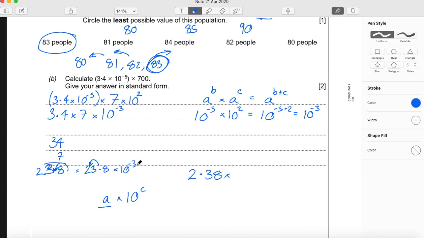But what does that mean that we need to do to this power? Well, 2.38 isn't our answer, 23.8 is, so we would need to times by 10, or 10 to the power of 1, which would mean we'd need to add 1 onto minus 3. So our answer is 10 to the minus 2. There's our answer, not 23.8, 2.38 times 10 to the minus 2. Our answer is now in standard form.